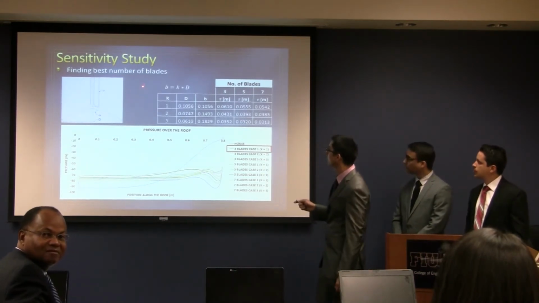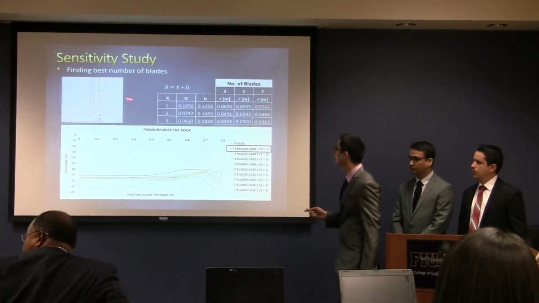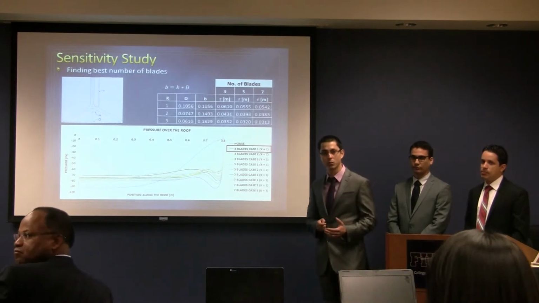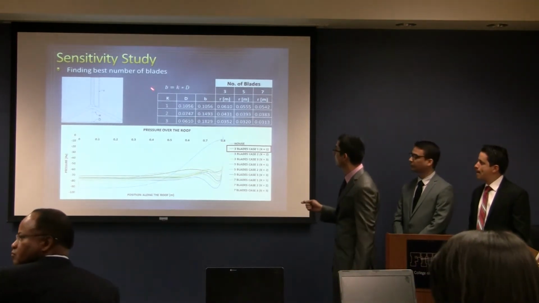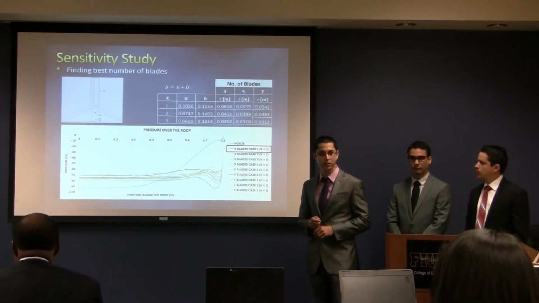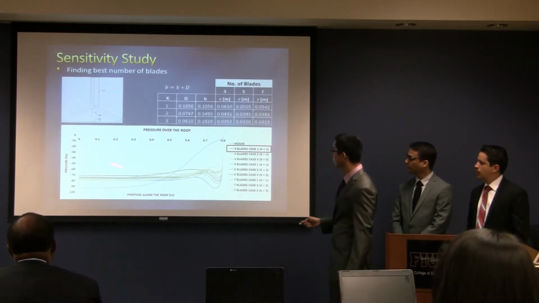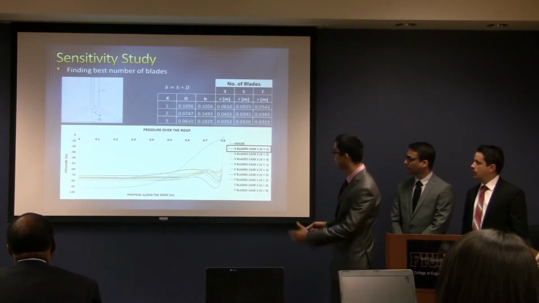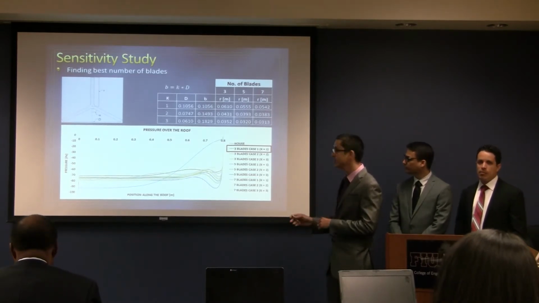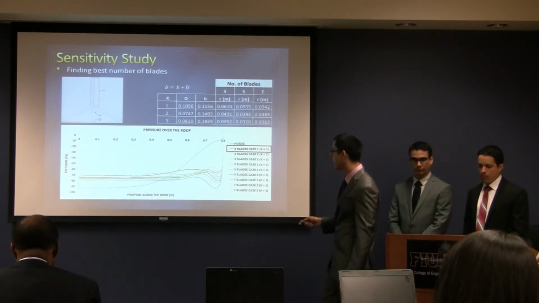What you can see here is finding the best number of blades, and we started with 3, 5, or 7 blades for a straight turbine. First of all, I want to mention that we make a relationship between the length of the turbine and the tip-to-tip distance. In order to do that, this graph represents all the tests and trials that we went through in order to finalize our proposed design.